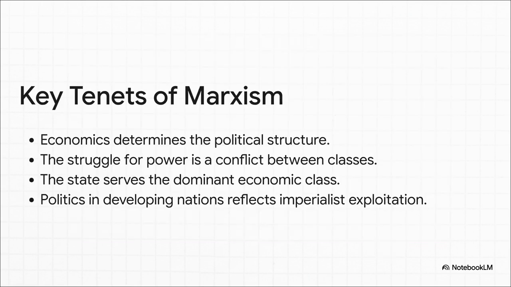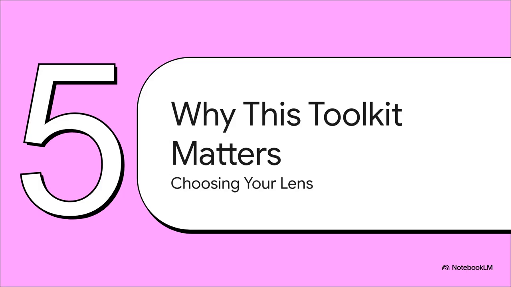So from this perspective, everything flows from economics: the political system, the laws, the culture. It's all just a superstructure built on an economic base and the struggle between classes. This lens argues that to truly understand politics, especially in the developing world, you have to first understand the dynamics of economic exploitation. So, we've looked at the traditional tools, the modern upgrades, and a radical alternative. But why should you care about any of this? Because understanding this toolkit isn't just for academics. It's about being able to see and critique the very lenses that shape how we all understand the world every single day.